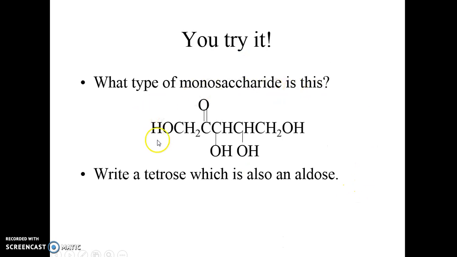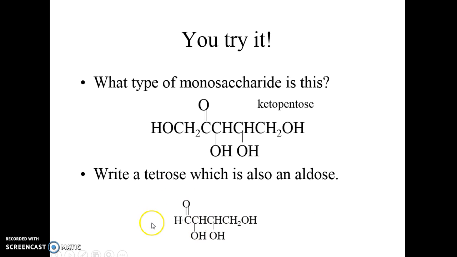So go ahead and classify this monosaccharide and then draw a tetrose that's also an aldose. Okay, we see that this has 5 carbons and it's a ketone, so this is a ketopentose, a ketose that is a pentose. And for a tetrose that's also an aldose, let's put an aldehyde on it, then 4 carbons, 1, 2, 3, 4. Every single carbon has an alcohol group on it. And if we want to shorten this name and make it more compact, we call it an aldotetrose.